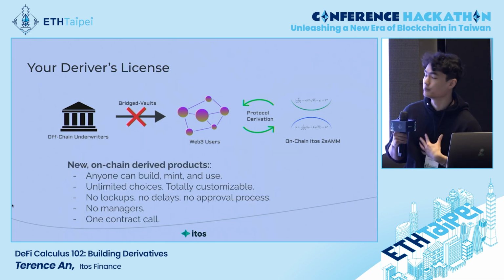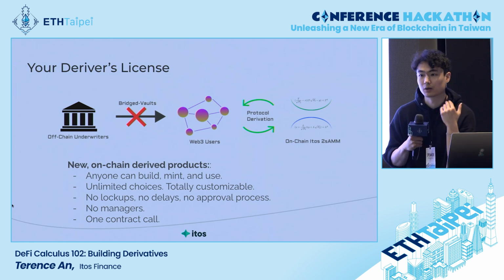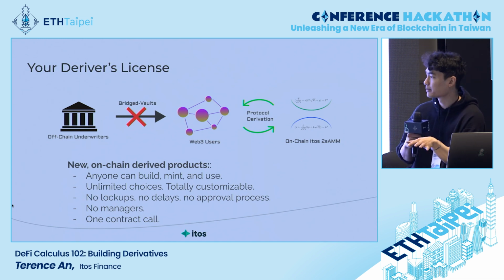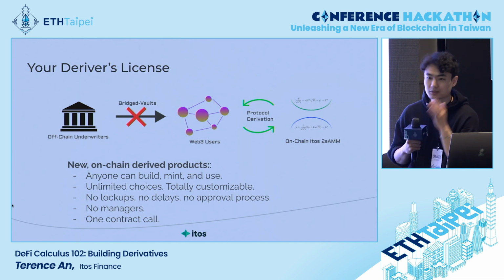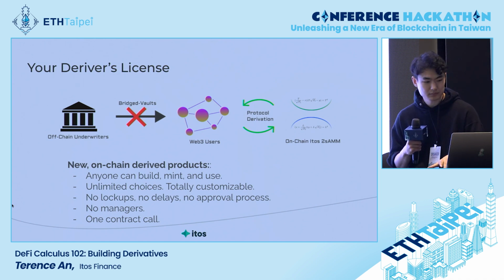What happens now if you derive your structured product entirely on chain, your counterparties are DeFi native money markets, DeFi native AMMs. Anyone can build, mint, and use it within seconds. There's no one you have to talk to, nothing you have to worry about. There's no lockups, no managers, one smart contract transaction, and you're good.